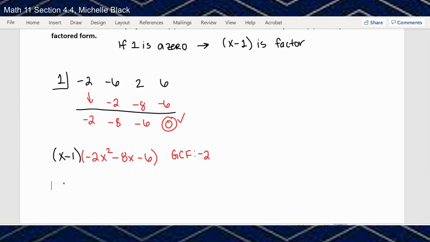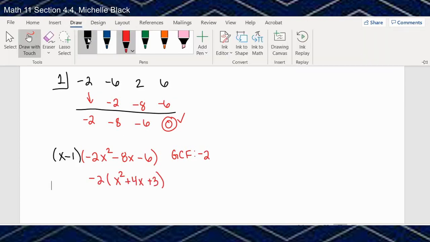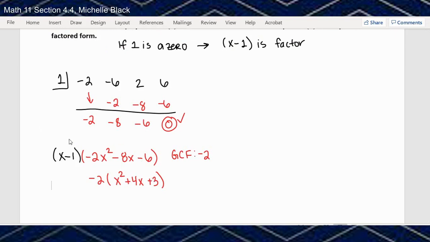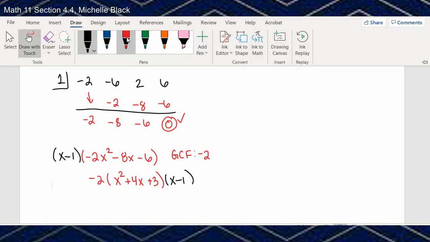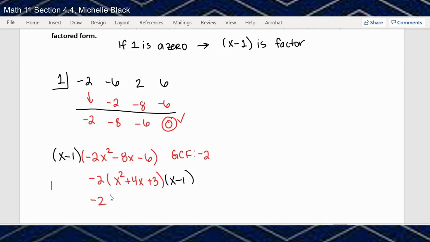If I factor that out, what I'm left with is x squared plus 4x plus 3. And now I don't want to lose any of the factors I've already accounted for, so I'm going to write this in a new order, but I'm going to put that x minus 1 at the end so I don't forget about him. So now I have this negative 2 that I factored out, and I want to try to factor this quadratic in red. Well, two numbers that multiply to 3 but add to 4 are 3 and 1. So I can write this as x plus 3 and x plus 1.